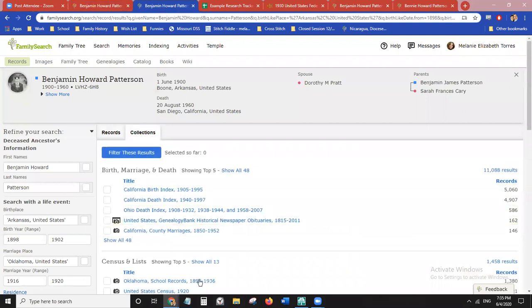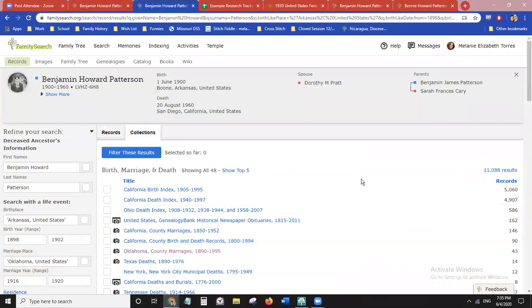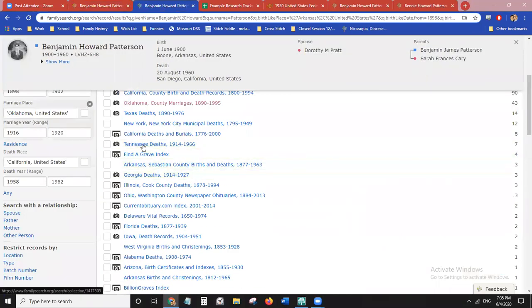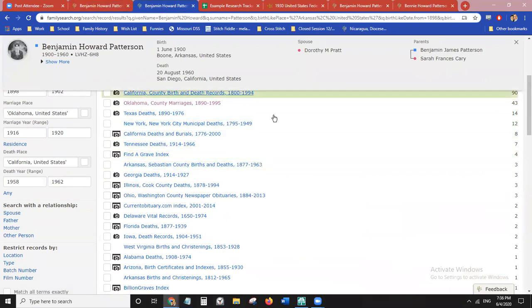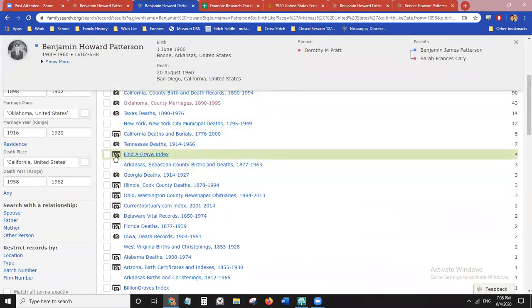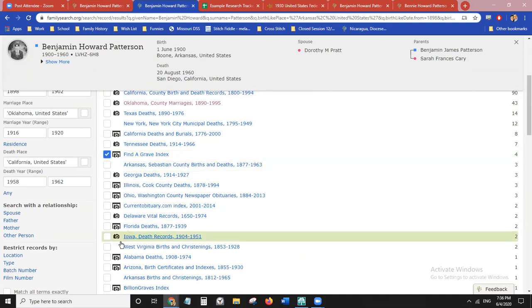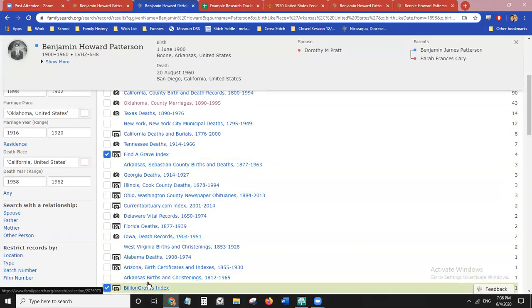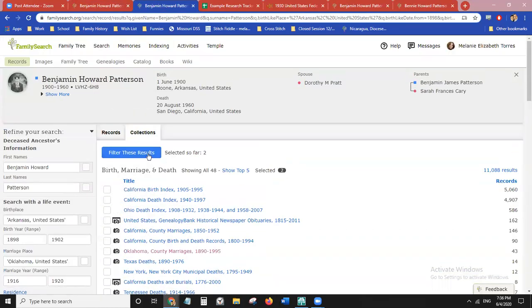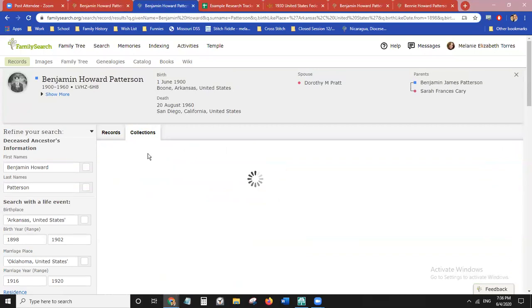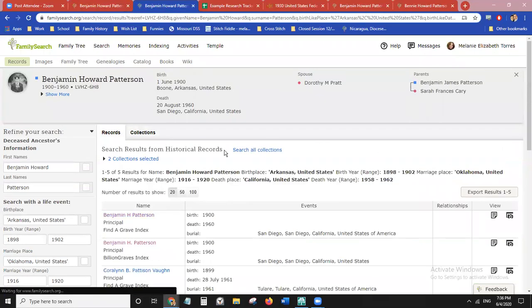I want to see newspaper, and I want to see burial records. So some good burial records are going to be Find a Grave and also BillionGraves right here. So I'm going to filter by Find a Grave and BillionGraves, and those are separate websites where people go to cemeteries and they take pictures and they put them online for people to look at.